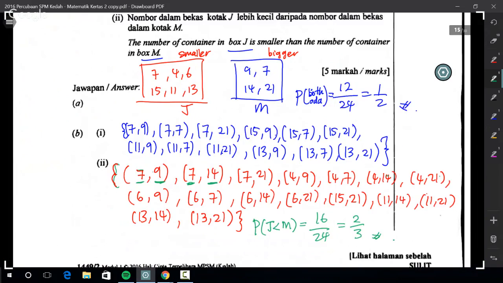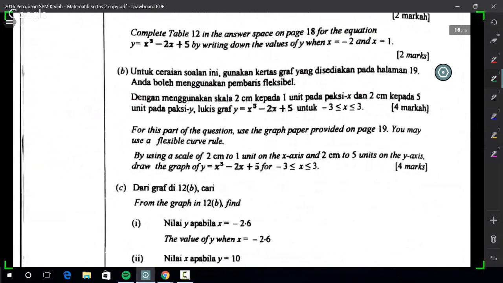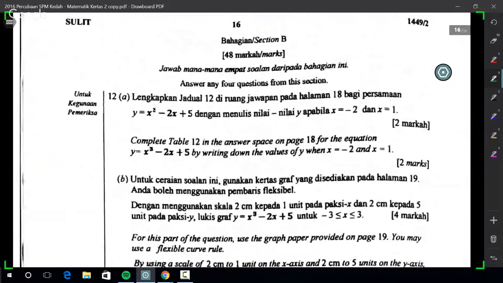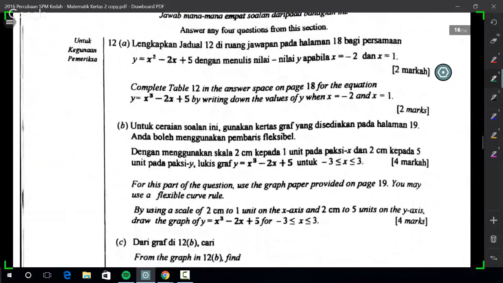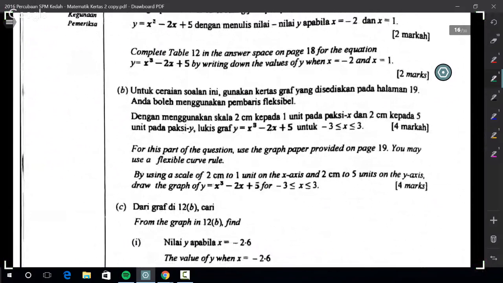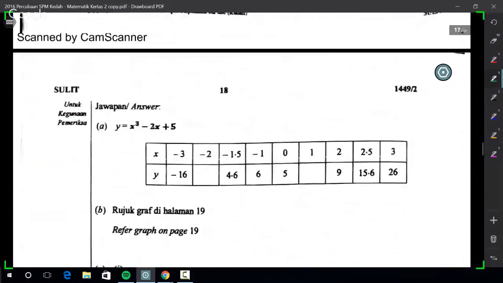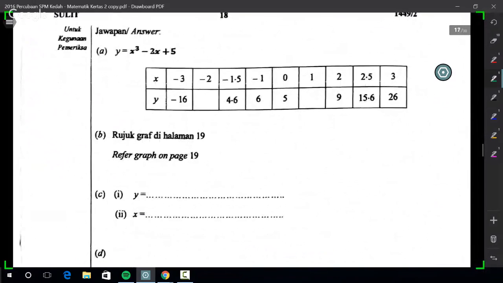Okay, then let's move on to the next question. Okay, it's section B. For this section B, I guess it asks you to draw the graph. One, complete the table in the space. So yeah, you have to solve this equation. Okay, so let's go to this one, get the free marks first. So you just substitute -2 into the equation, then you should be able to get the correct answer.